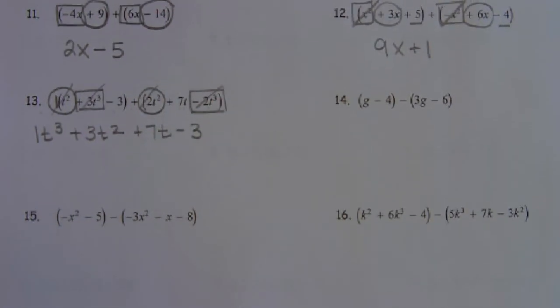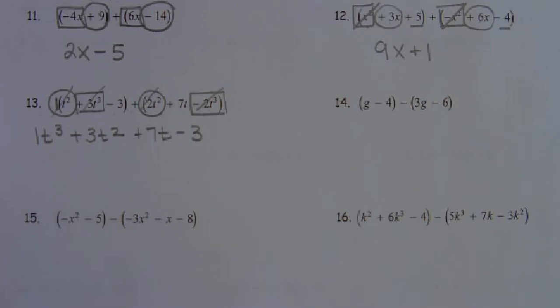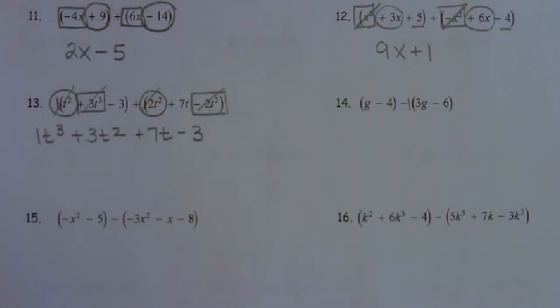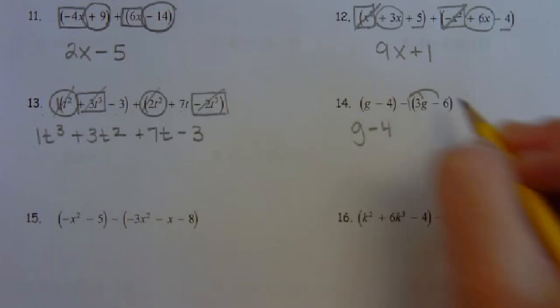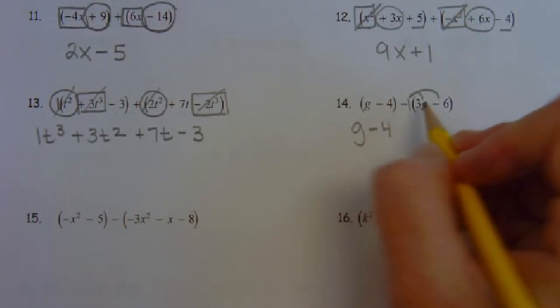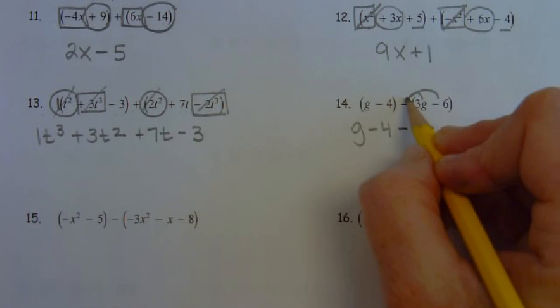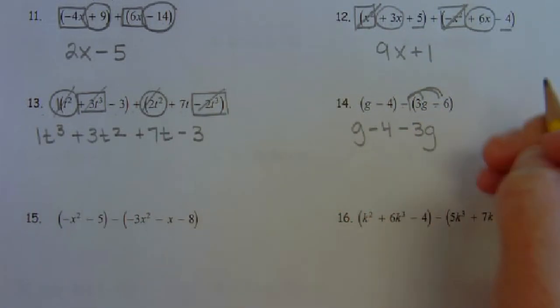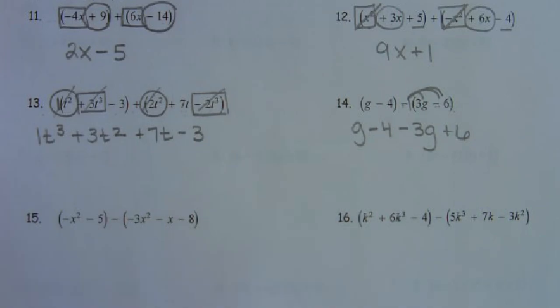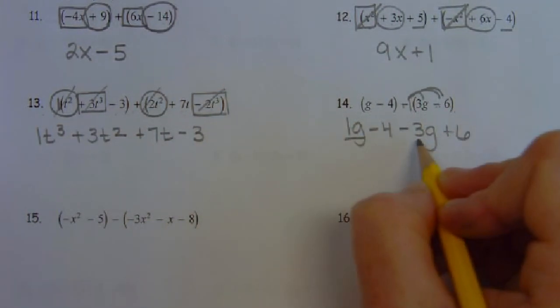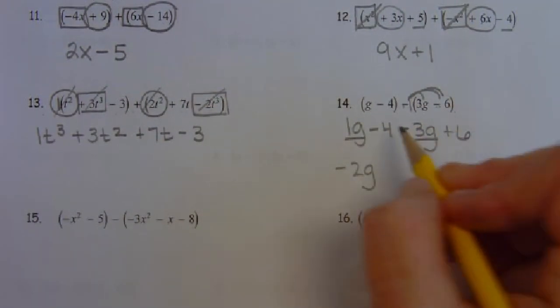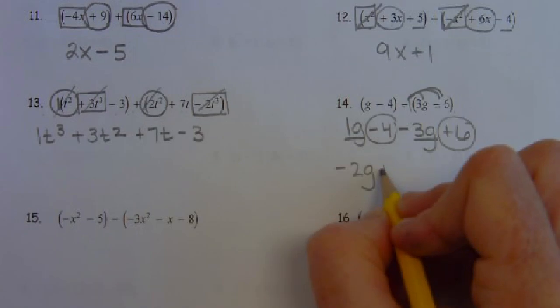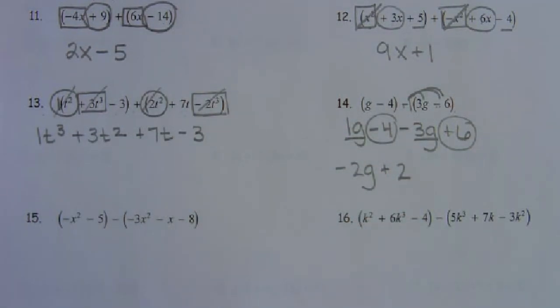Now, it's a little bit different if there's a minus inside. If there's a minus inside, it's like there's a negative 1 out front to distribute. So you keep the g minus 4, but you have to distribute that negative through. This negative makes the 3g a negative, and this negative and this negative make the 6 a positive, because two negatives make a plus. Once I do that, then I can combine my like terms again. 1g minus 3g is a negative 2g. Negative 4 plus 6 is a plus 2, and there's my final answer.